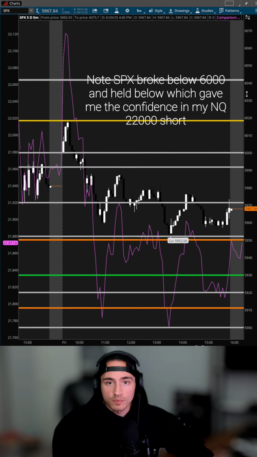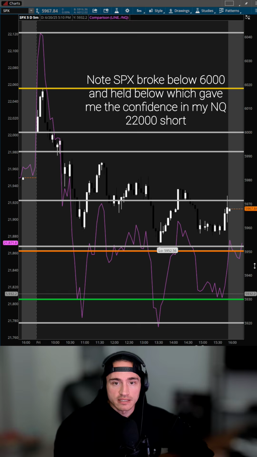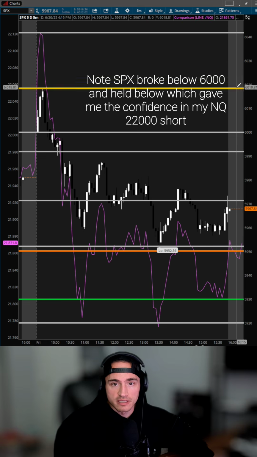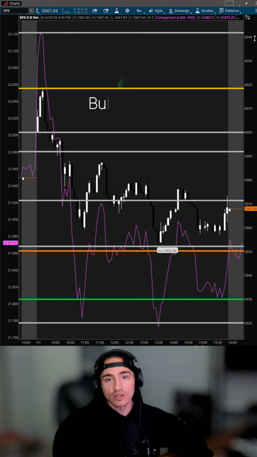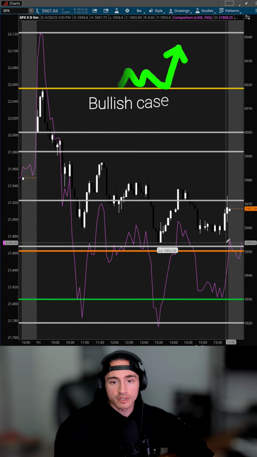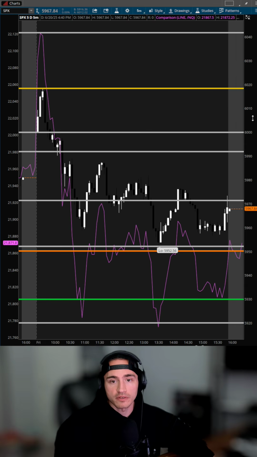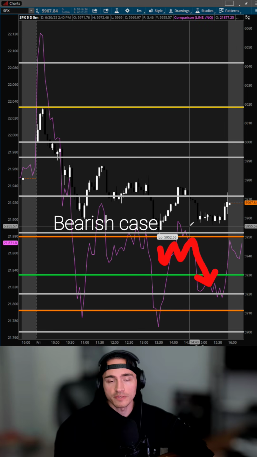Now that's what I'm going to be monitoring this week: SPX above 6,020, and do we continue to all-time highs, or does it drop below 5,950 and we have a little bit of a pullback for the foreseeable future?